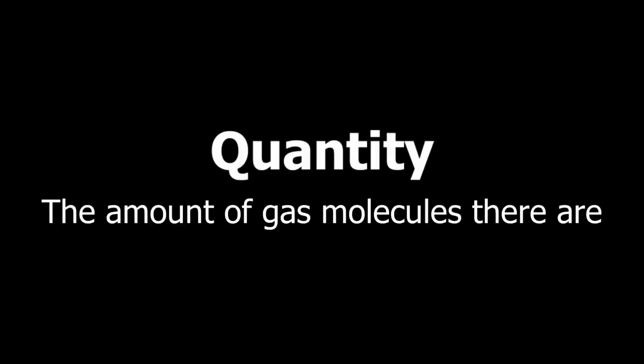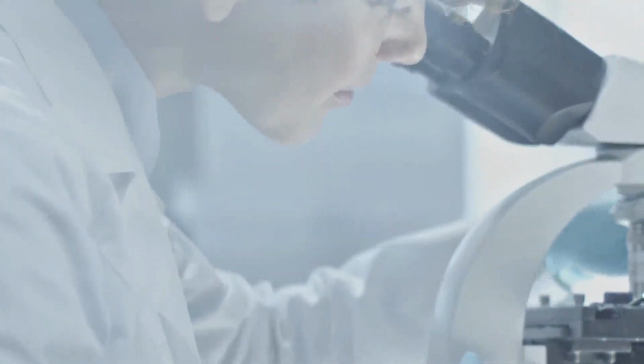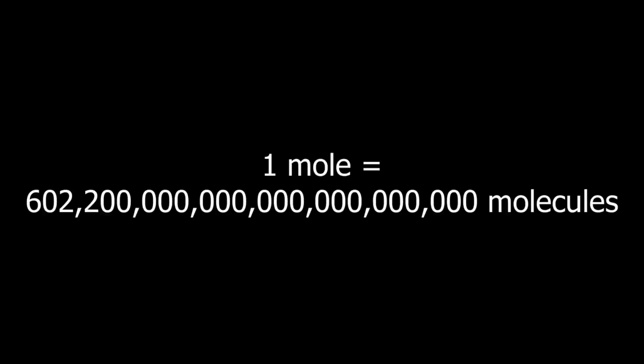Lastly, the fourth property is quantity. This is simply the amount of gas molecules there are. A common unit for the quantity of gases is a mole of gas. We know that molecules are pretty darn small. So in order to describe an amount of gas molecules that we can see and understand, we need to have a large amount of molecules. A mole of molecules is 6.022 times 10 to the 23rd molecules, which is a ridiculously large number, but that's how much we need in order to get to quantities that matter for us.